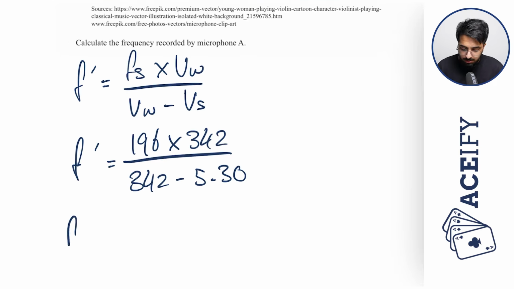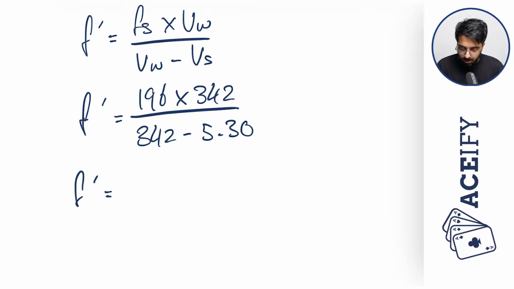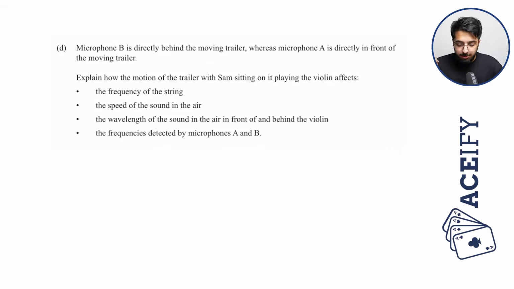And this gives a perceived frequency of 199.1 Hz. There we go. Microphone B is directly behind the moving trailer, whereas microphone A is directly in front of the moving trailer.